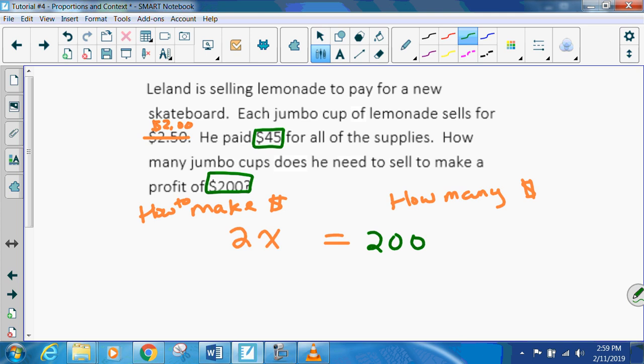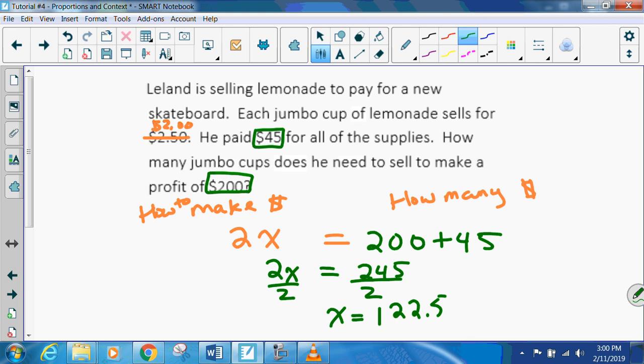So the $45 actually goes on this side. The only way he's going to make money is by selling lemonade. If it said that while he was selling lemonade, somebody came up to him and gave him 45 bucks, well, then the 45 would go on the left side. So now we have the way he's going to make money is 2x, and how much money he has to make is 245. So if we go ahead and pick up our calculators and divide both sides by 2, we're going to get 122.5, which means he has to sell 122 cups of lemonade, or 122 and a half cups of lemonade.